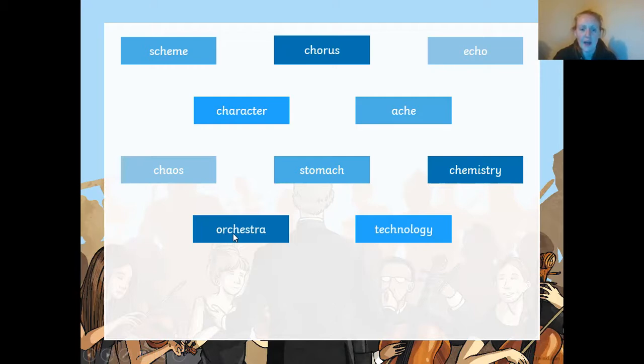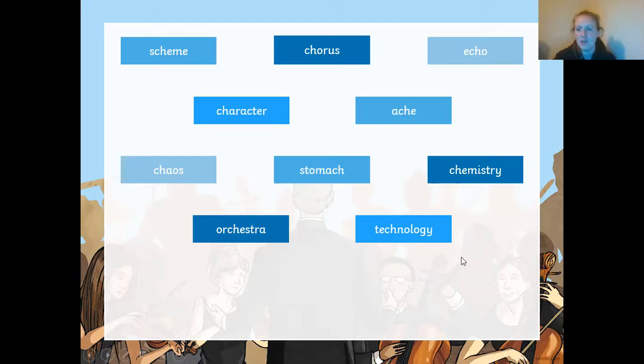And down here at this one. Orchestra. Orchestra. Do you know what an orchestra is? An orchestra is a big group of musicians playing together to make wonderful music, and there's some beautiful classical music being played through the orchestra. If you go to see any performances at the theatre, they use an orchestra for the music in the play. So you can see there that the C and the H are making the K sound again.